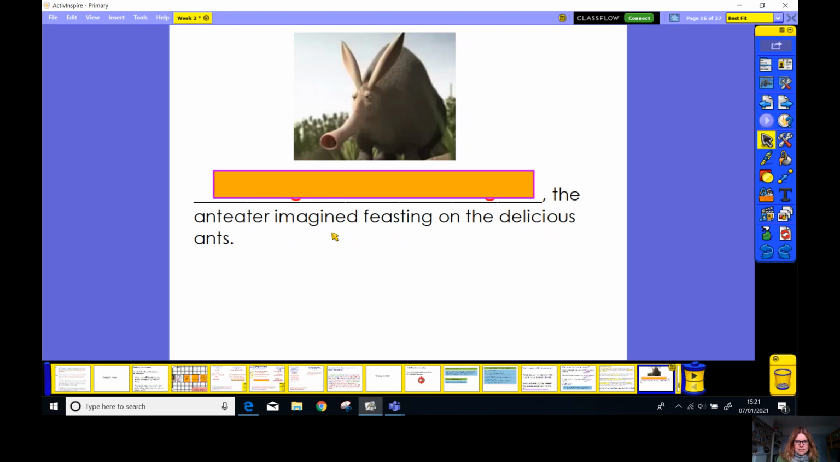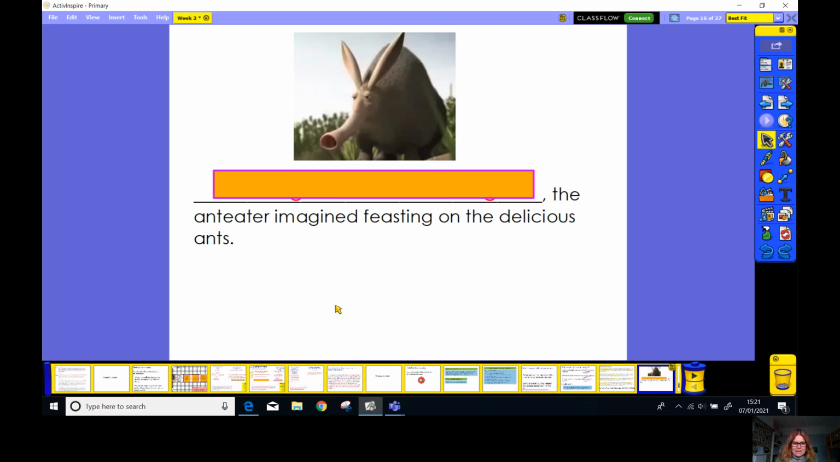So here I've got a sentence, but I've blanked out the fronted adverbial. I've hidden one behind there. So let's see if you can think of one that should fit in there nicely. Let me read it to you. So something, something, something, comma, the anteater imagined feasting on the delicious ants. Right, so pause the video now and see if you can think of a fronted adverbial that could fit there.